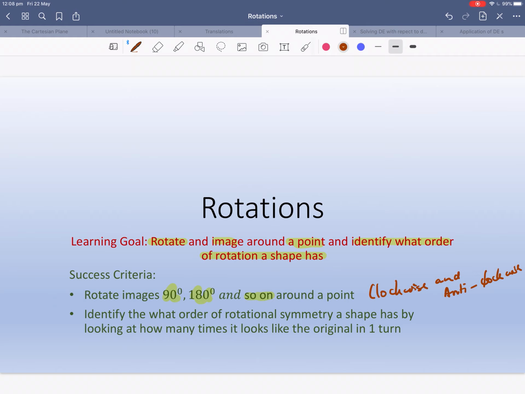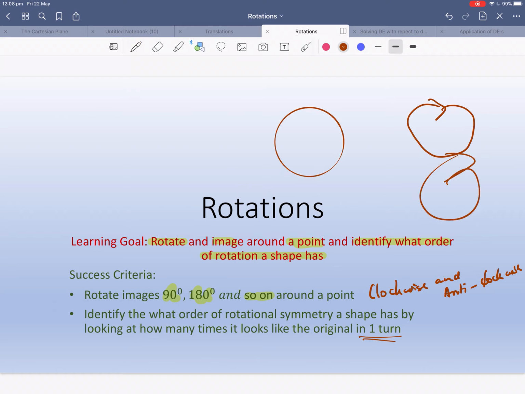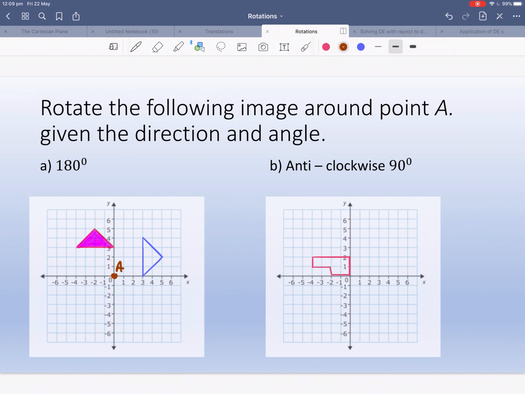So both of them. Now, next one is identify what order of rotational symmetry a shape has by looking at how many times it looks like the original in one turn. So one turn is one whole 360. Okay, one whole 360. I can actually draw this a bit nicer. There we go, one whole 360. All right, let's move on.